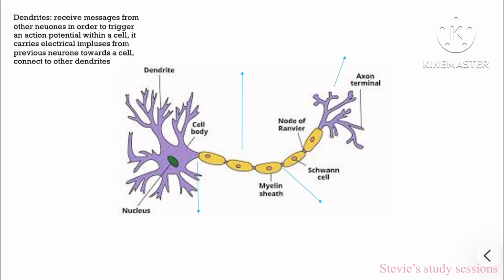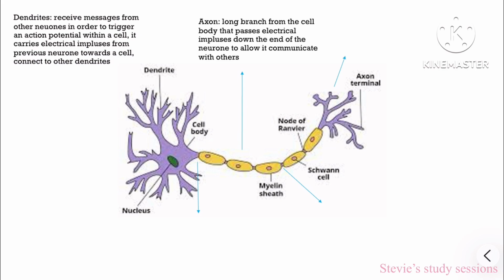So dendrites are at the far end of the neuron. They receive messages from other neurons in order to trigger an action potential within the cell. It carries electrical impulses from previous neurons towards the cell, and it's connected to other dendrites. Next you have the axon. The axon is the long bit of the neuron. It's a long branch from the cell body that passes electrical impulses down the end of the neuron to allow it to communicate with others. If you were to label it, it's that long yellow strip there.